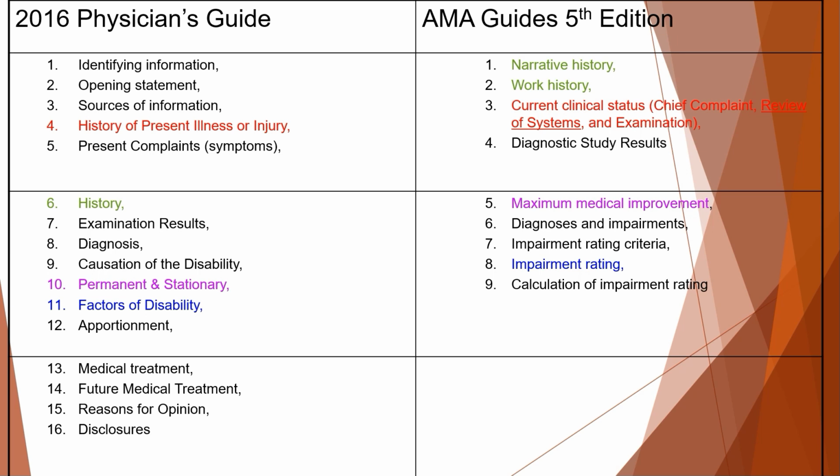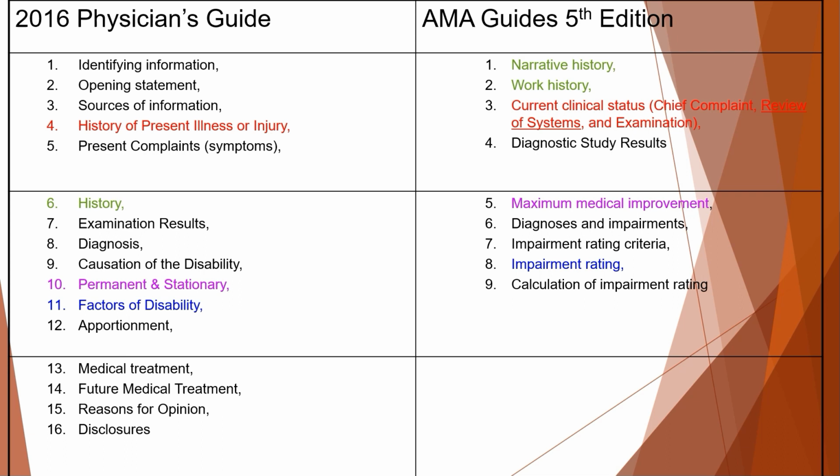You'll notice also that the Physician's Guide and the Guides 5th edition have some components that are roughly the same or similar. For example, I have highlighted in light blue, under the 2001 Physician's Guide, a section of our report entitled The History. Well, the AMA Guides describe that as the narrative history or the work history. So we're going to adopt the two formats and create a hybrid format. But we're going to separate out the work history from the history of the current injury or condition.